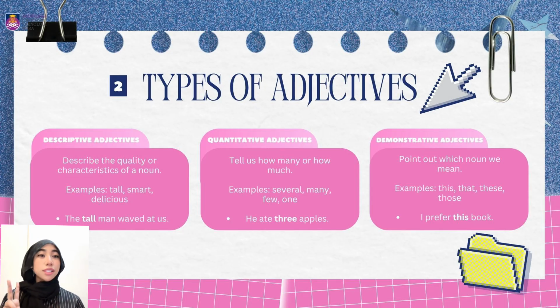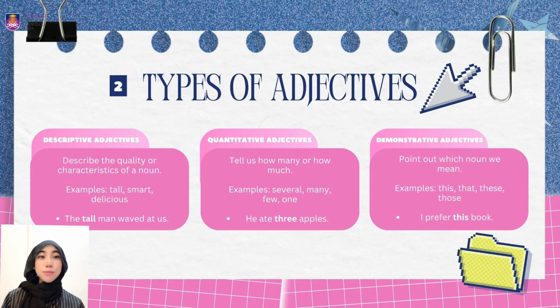Second, we have quantitative adjectives. They tell us how many or how much something is. For example, several, many, few, one. If you were to put it in a sentence: he ate 3 apples. So 3 would be the quantitative adjective.